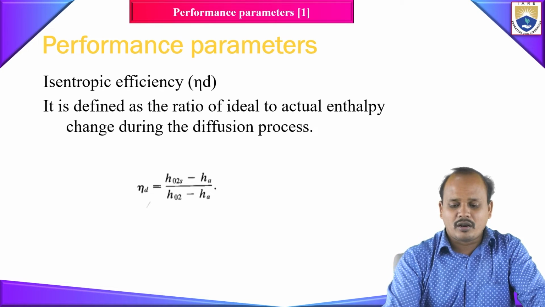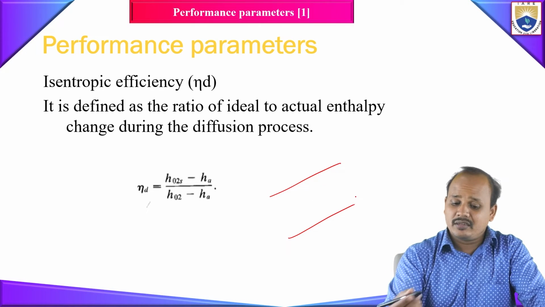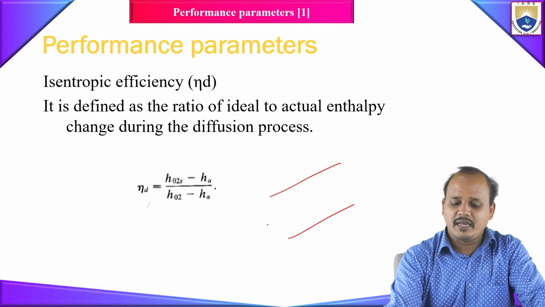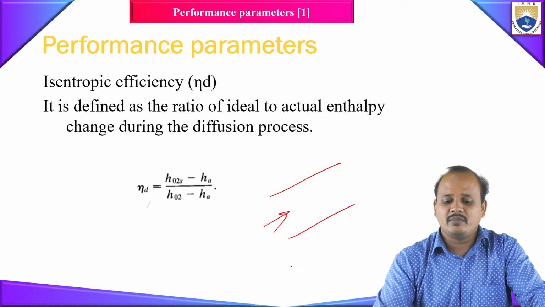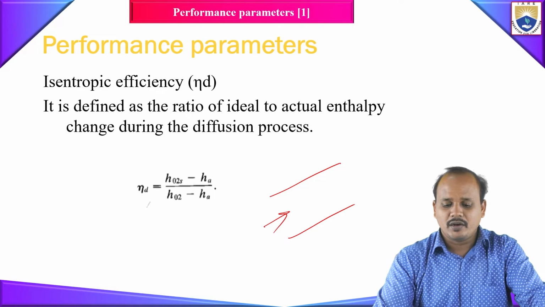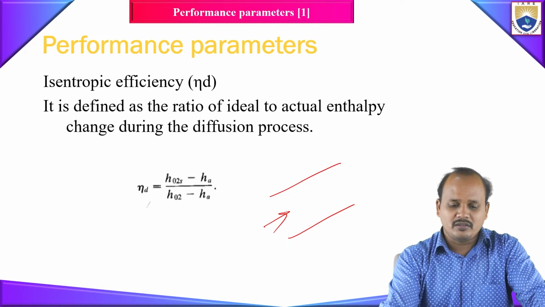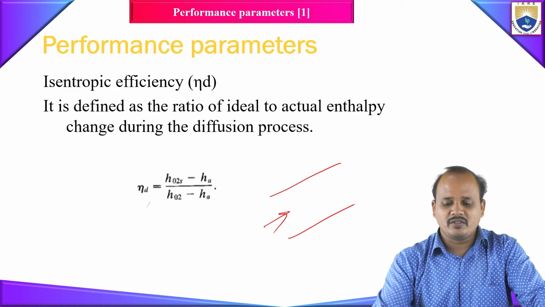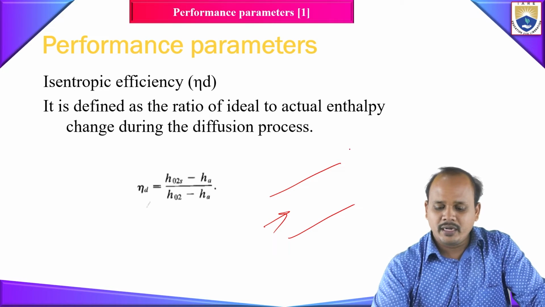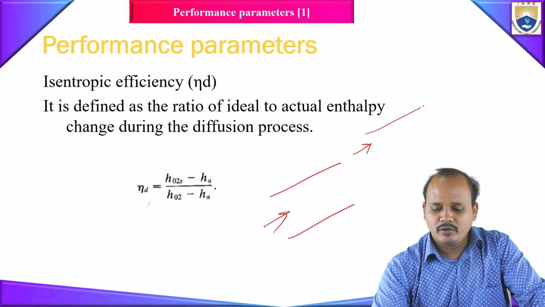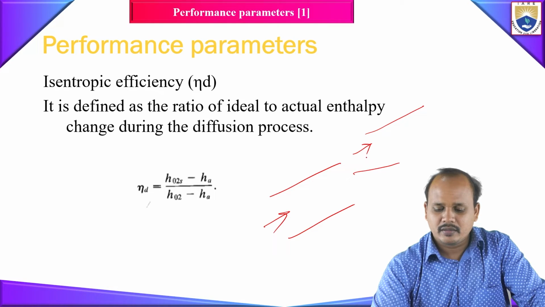So across your intake, whether it is the subsonic intake or supersonic intake, we have the diffusion process. What is the meaning of diffusion process? Your flow velocity is being decelerated or reduced when it is passing through the diffuser. That process we call the diffusion process. So what is this isentropic efficiency? It is when you are going to decelerate your incoming flow, you have an intake.